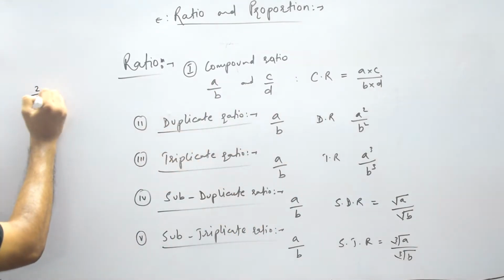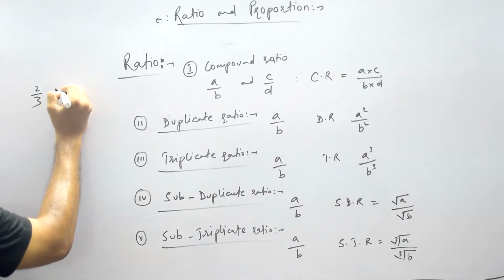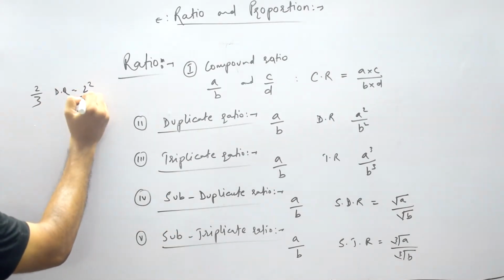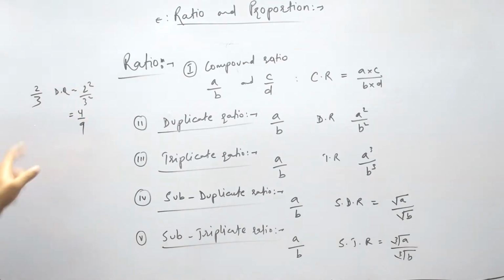Suppose 2 by 3 is given and the question says find its duplicate ratio. Its duplicate ratio will be the square, 2 square by 3 square, that means it is 4 by 9, okay. So just like that some questions will be there. Now let us see something about proportion.